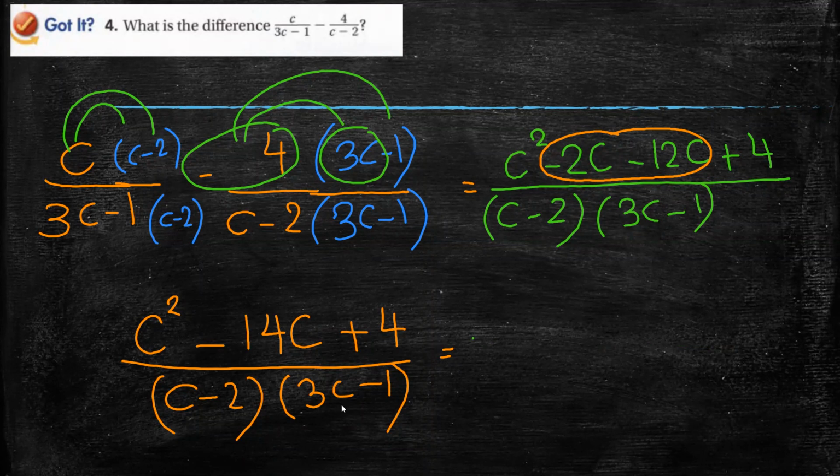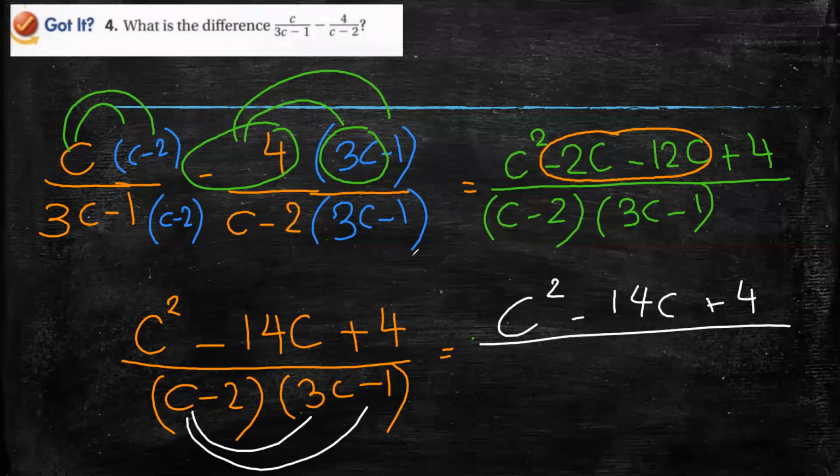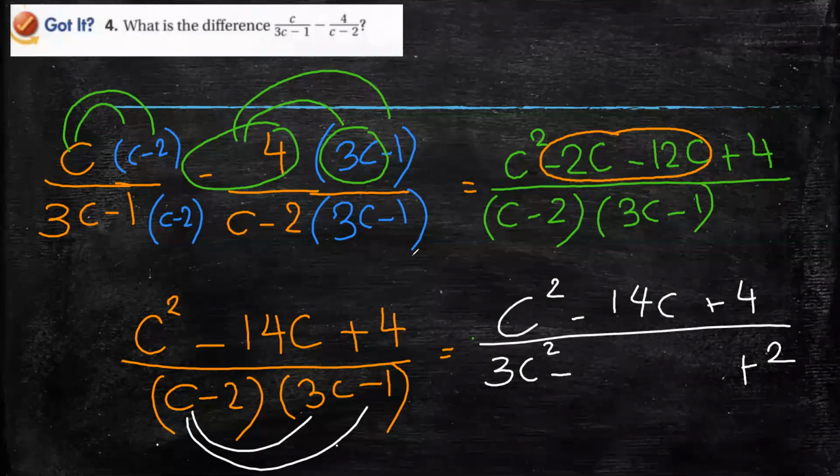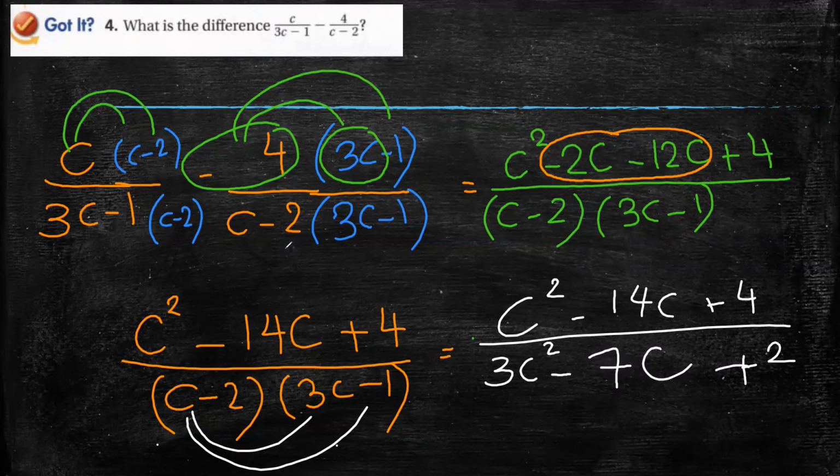You can also multiply them here, now, if you want. Like it is c squared minus 14c plus 4 over c times 3, it's 3c squared minus c minus 6c plus 2. So here we can say it's 3c squared minus 7c plus 2. This will be now the final answer. Is it clear?